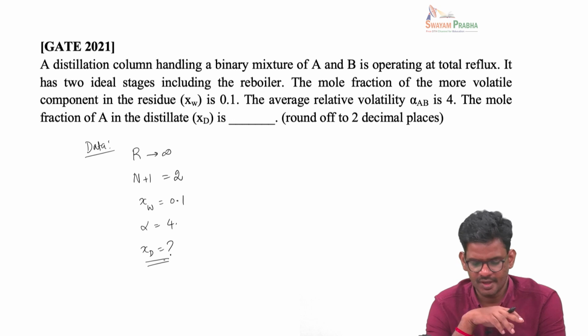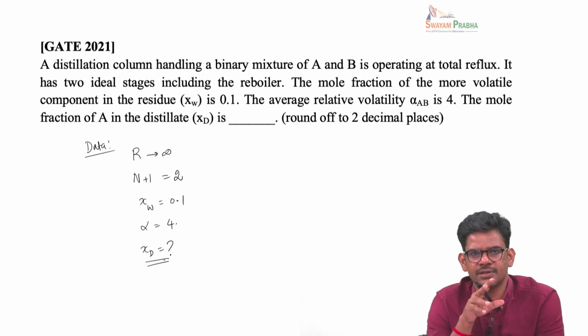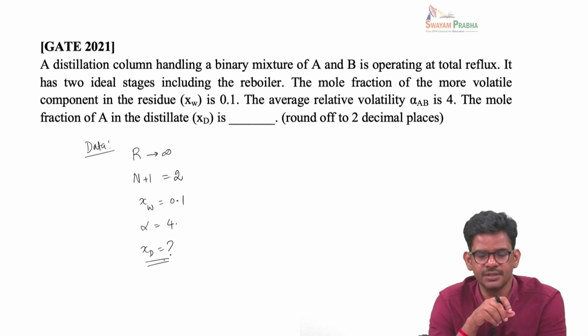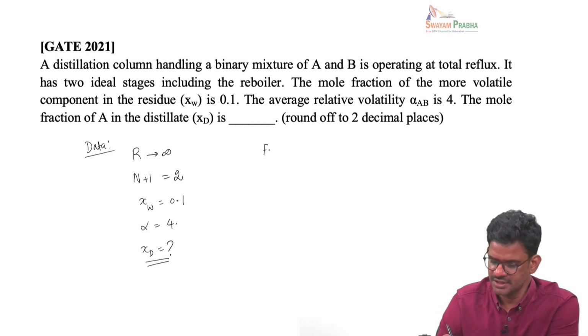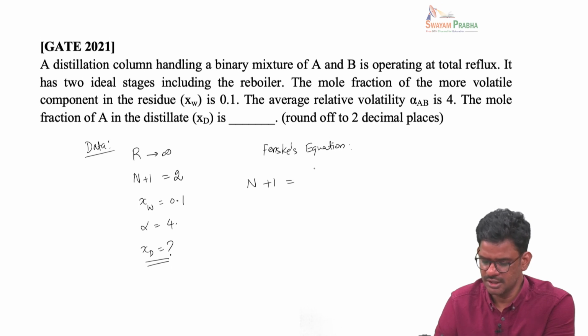And as we mentioned in the class, for continuous distillation with constant alpha and total reflux, we can use Fenske's equation for calculating the number of theoretical stages, and Fenske's equation is given as N plus 1 is equal to ln of XD by 1 minus XD times XW by 1 minus XW.